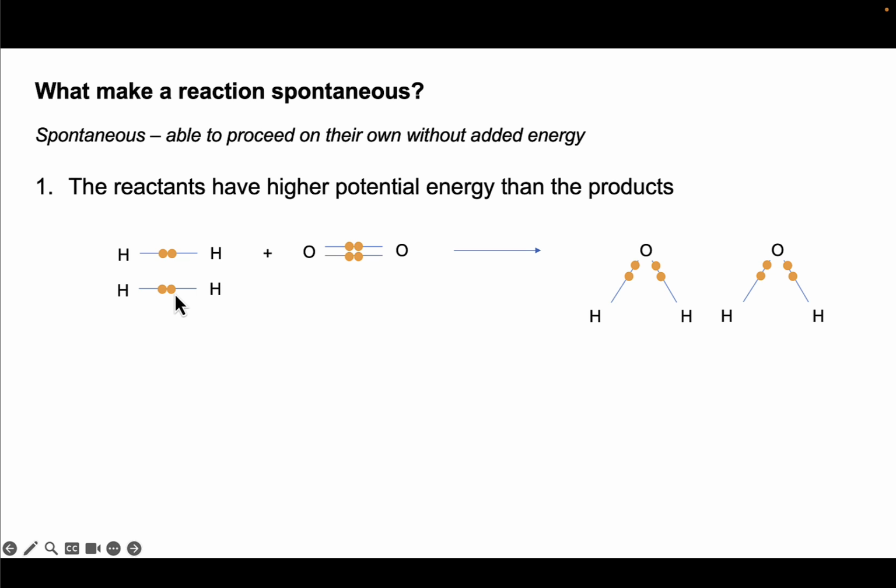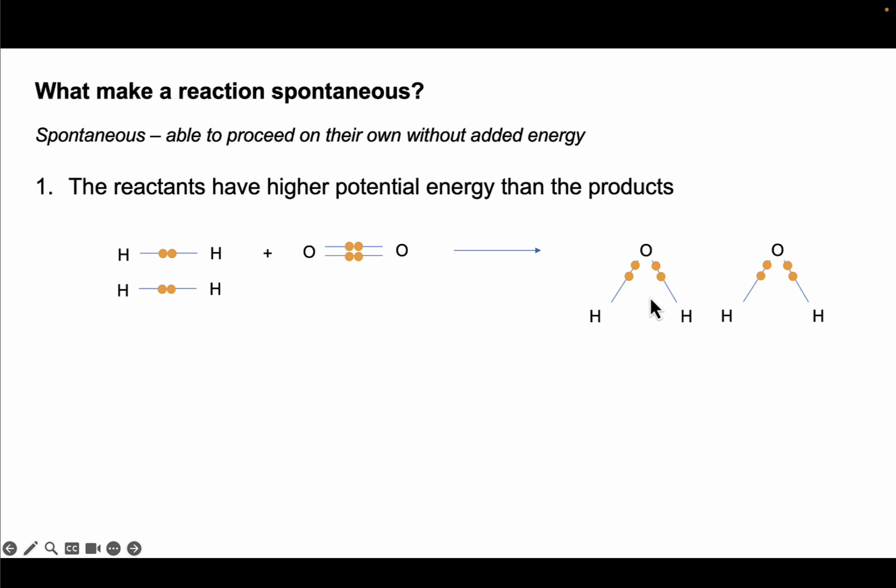These are actually non-polar bonds because the electrons are shared evenly. They're shared equally between the 2 oxygens because they have the same amount of electronegativity in this molecule of oxygen. So these are shared evenly, meaning that these are non-polar and they have high potential energy.